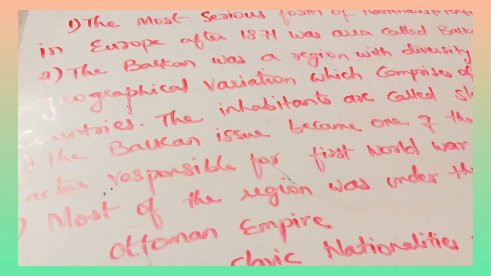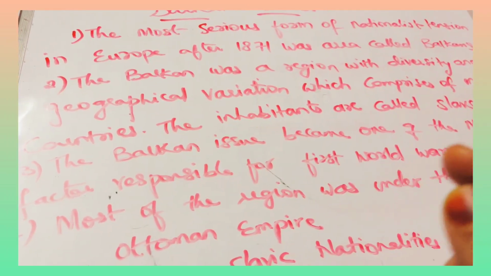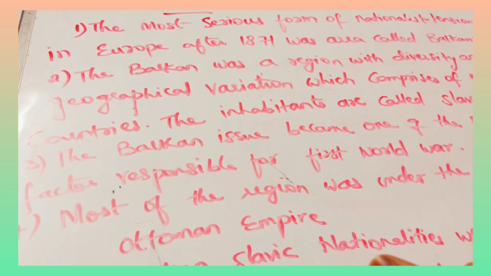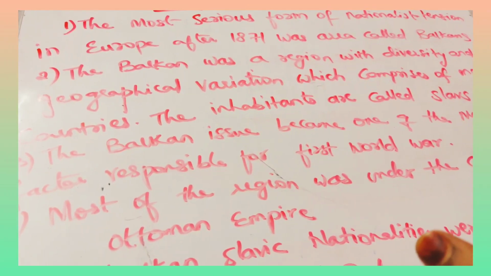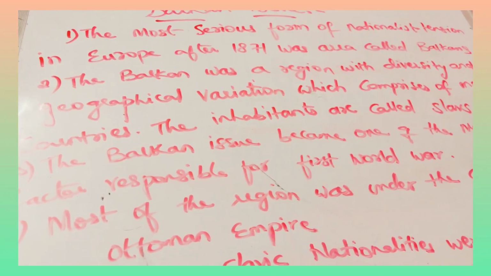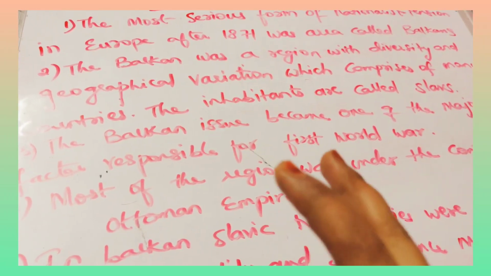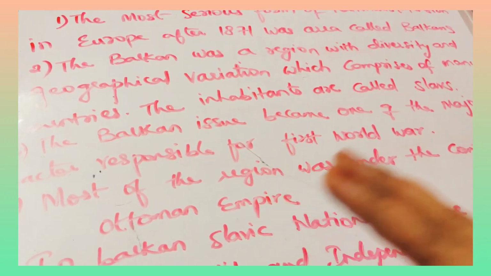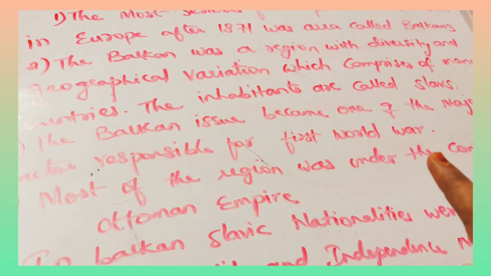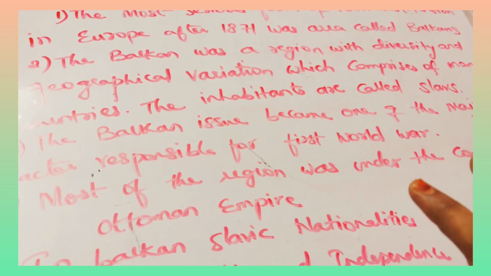The next point you have to write here is that the Balkan was a region with diversity and geographical variation, which comprises many countries. Diversity means understanding that each individual is unique. The Balkan consists of many countries. The inhabitants of these Balkans are called Slavs.